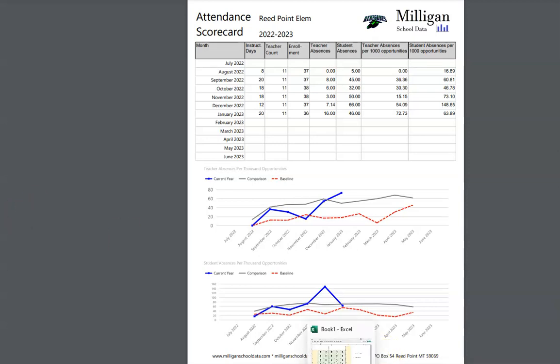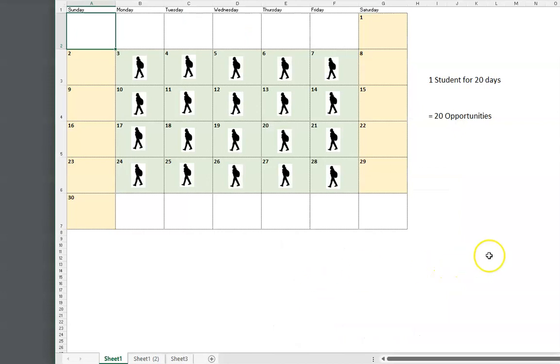And I'm going to switch over here real quick. An opportunity on this scorecard is looking at how many opportunities there are for students to be absent. So in this completely made up school here, we're going to pretend that there's a school with just one student. And if there's one student and there are 20 school days in that month, that means that there are 20 opportunities for that student to be absent.